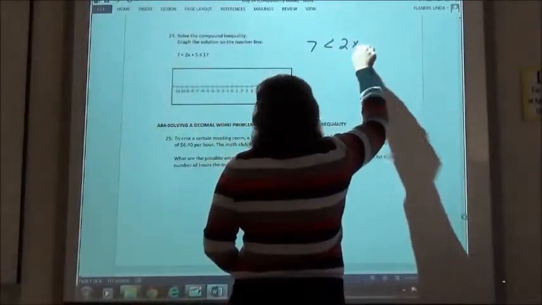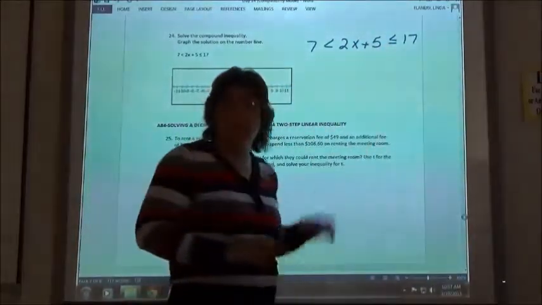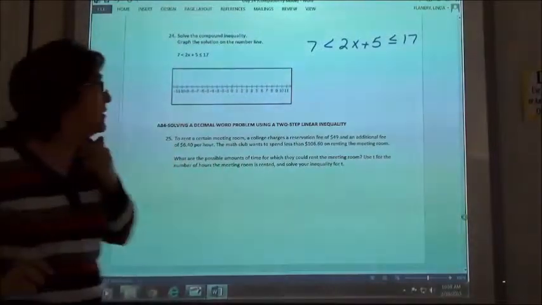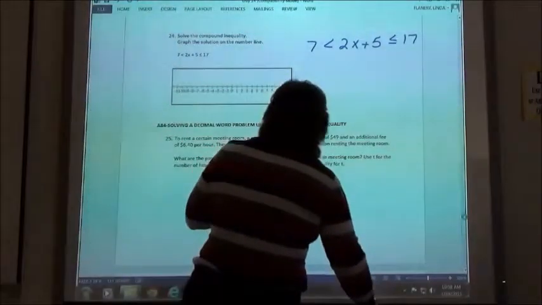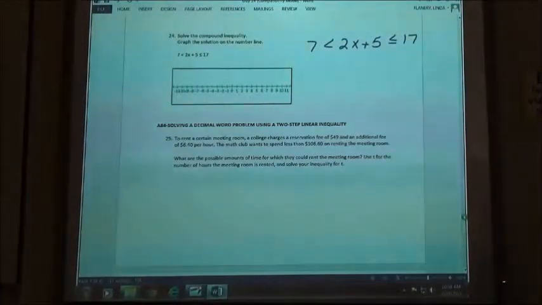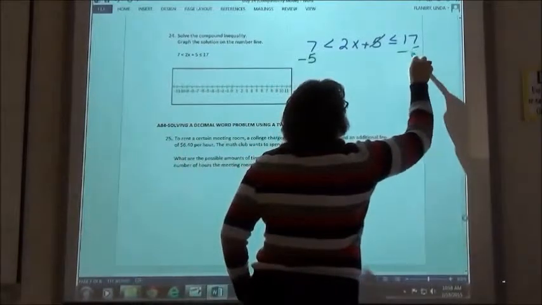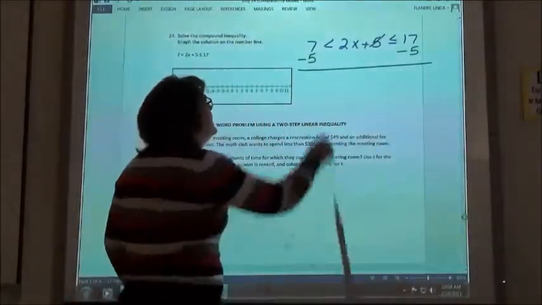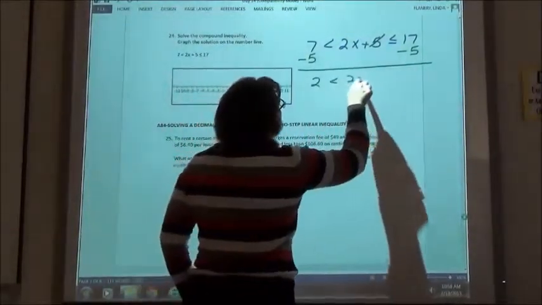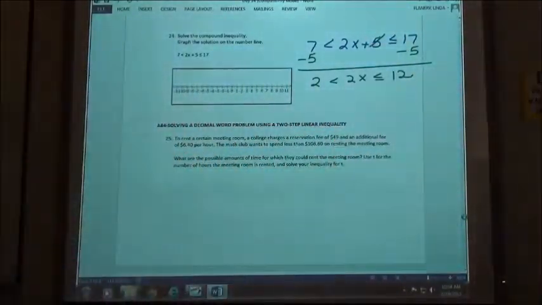Now this one's like that first one we did. The x is between those, so when we solve it, we're going to do stuff on both ends. So if I want to get the x by itself, 7 is less than 2x plus 5, which is less than or equal to 17. What's the first thing we should do? We're going to minus the 5. Minus the 5 from both ends. And so we're going to get 2 is less than 2x, which is less than or equal to 12. 17 minus 5.